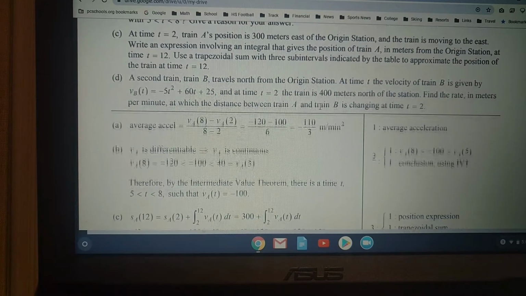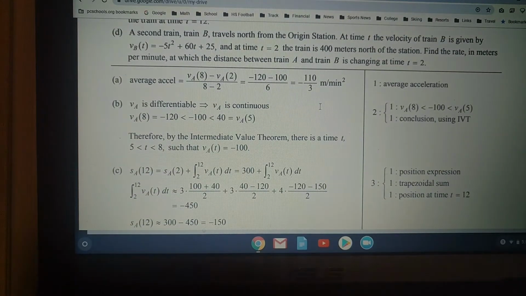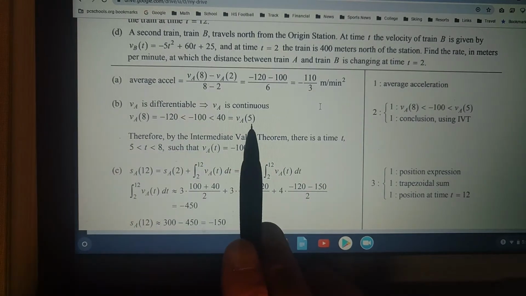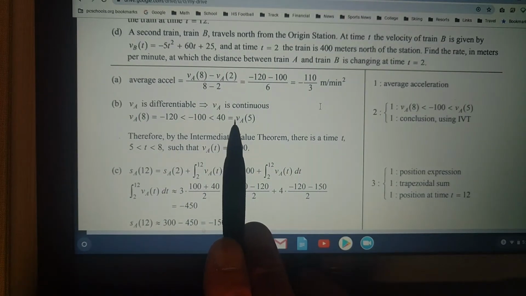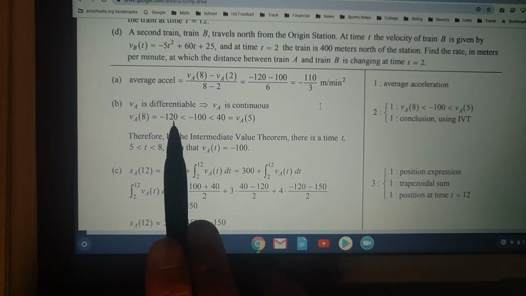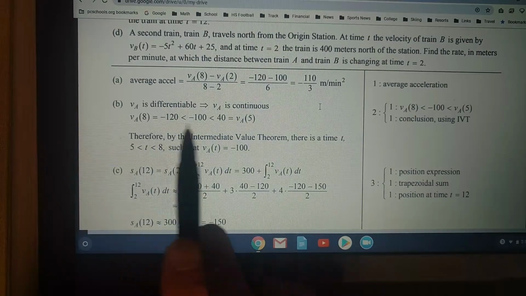Okay, part B. Part B is worth 2 points. So we're going to have to use the IVT. The first thing we have to do is establish that the velocity at 8 is negative 120, and the velocity at 5 is 40. And you could reverse those around. The point is, you can't get from 40 to negative 120 without crossing negative 100. Negative 100 is in between these two values here.